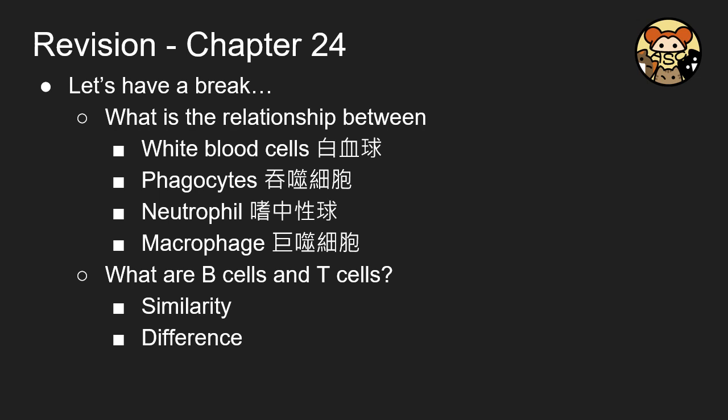So let's have a little break and get clear about the relationship between the white blood cell, phagocyte, neutrophil, and macrophage, and how B cells and T cells work in similar and different ways. So let's have a break about this, and you may draw the relationship between these four terms.